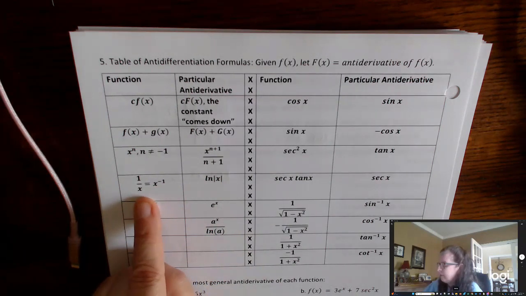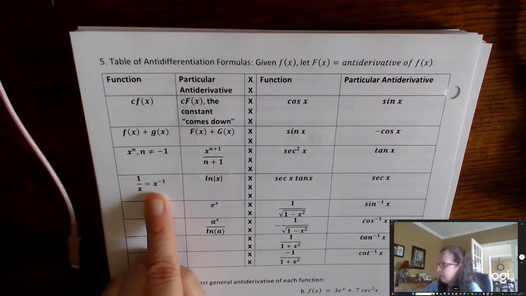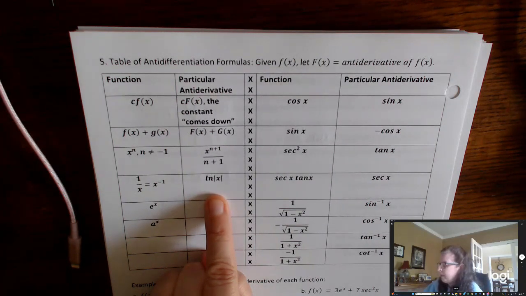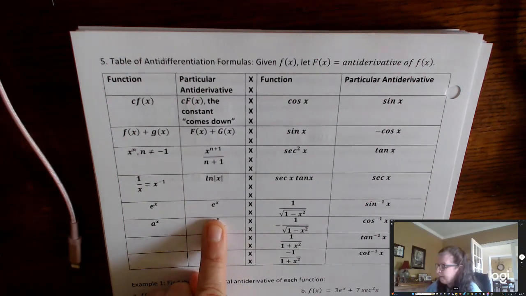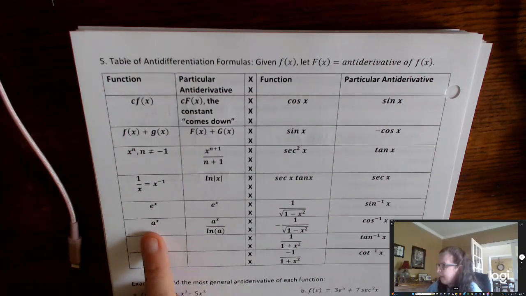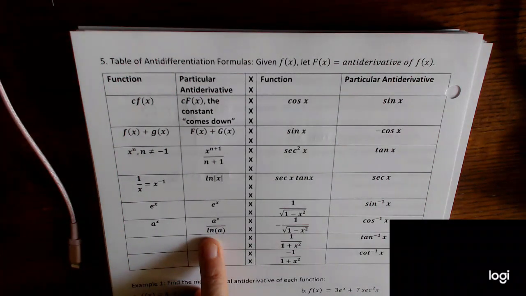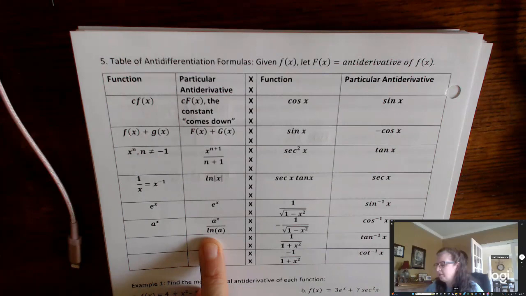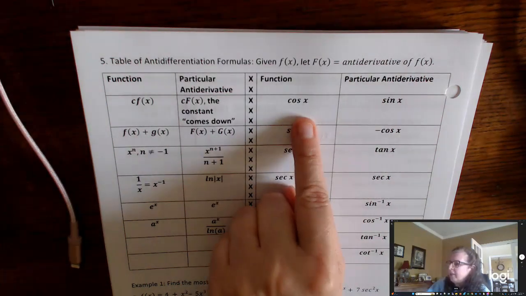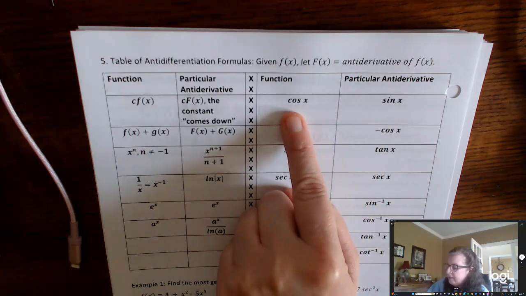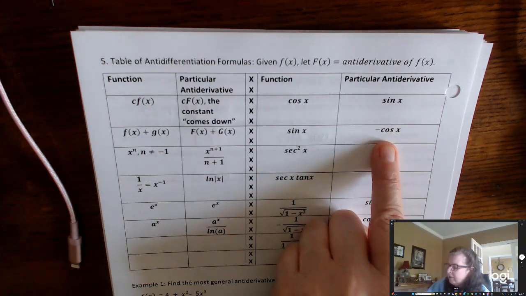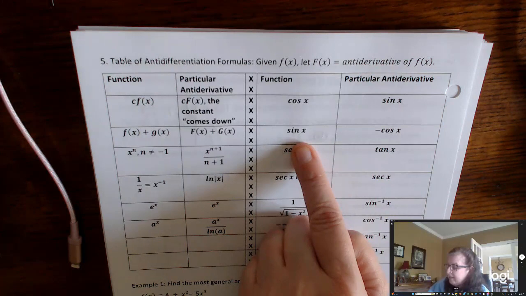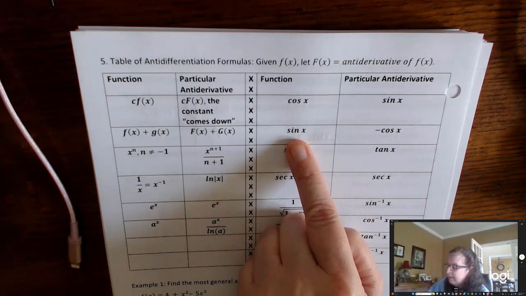And here is the antiderivative of 1 over x, where n is -1, is natural log of absolute value of x, and all of these are plus c at the end. The antiderivative of e to the x is e to the x. Okay. The antiderivative of a power, like 2 to the x, would be 2 to the x divided by natural log of 2 plus c. And then your trig: the derivative of sine is cosine, so the antiderivative of cosine is sine. And the derivative of cosine is negative sine, so the antiderivative of sine is negative cosine.